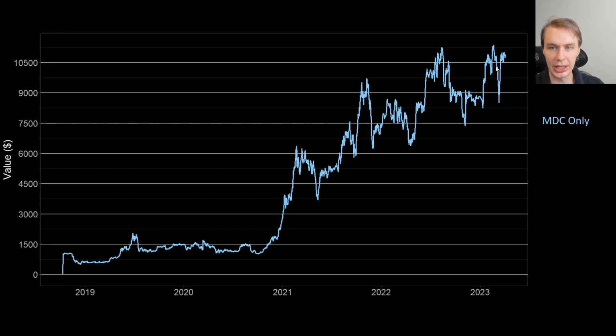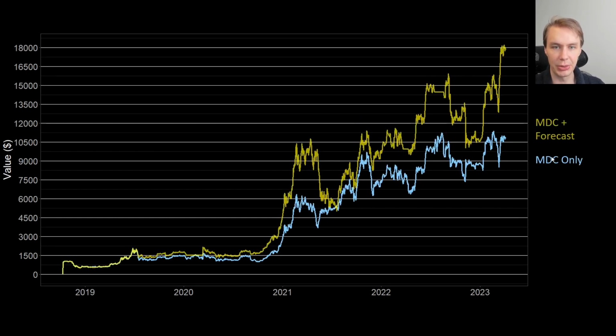It's appreciating in value overall. But how does this compare to the MDC plus forecast model strategy, the critical strategy we're going to be talking about? Well, that one outperforms. So the combination of the MDC and the forecast model outperform the MDC only strategy, and to a decent amount. You can see that this is getting up close to $18,000 starting from $1,000, about an 18x improvement, whereas the MDC only is about a 10x improvement.